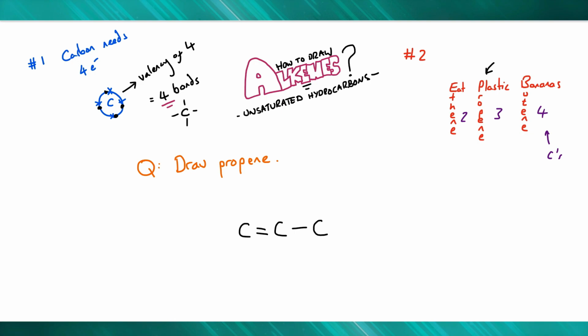And now we do exactly the same again. We need 4 bonds coming out of every carbon atom. So on the left, I've got 1, 2, 3, 4. Now my middle one, and this is where people always make mistakes, I've already got 3 bonds.